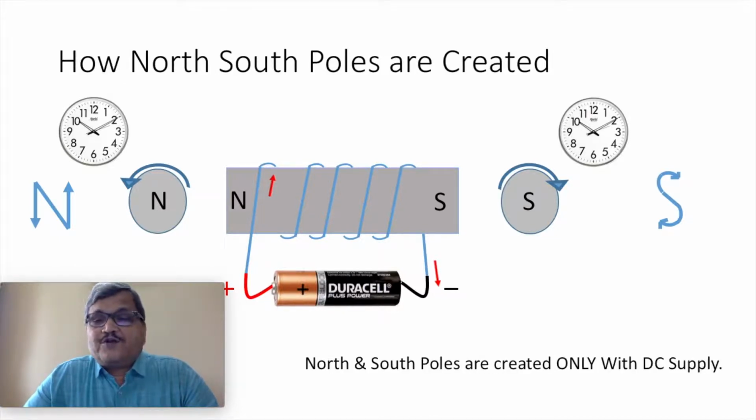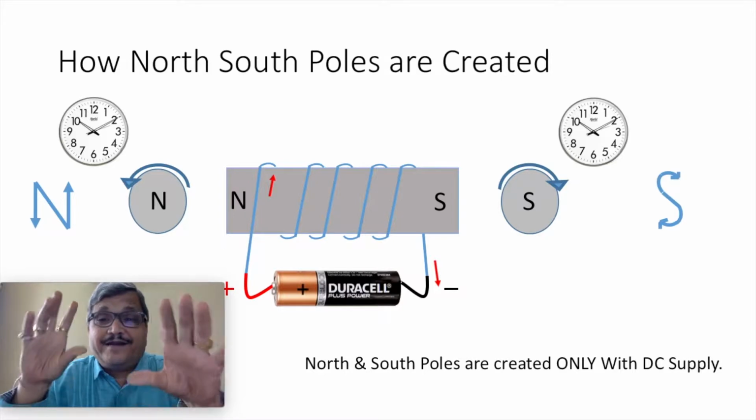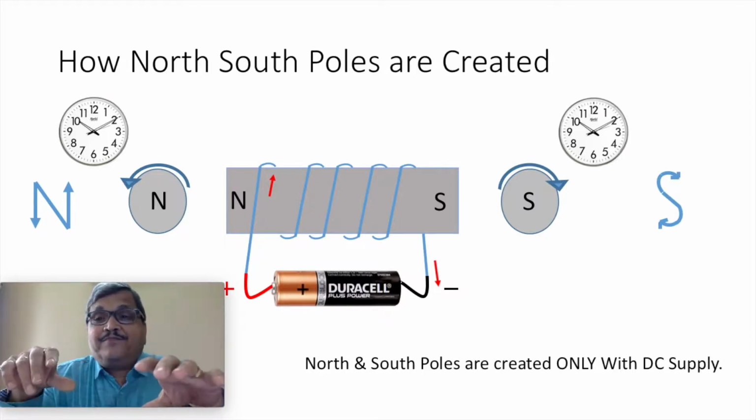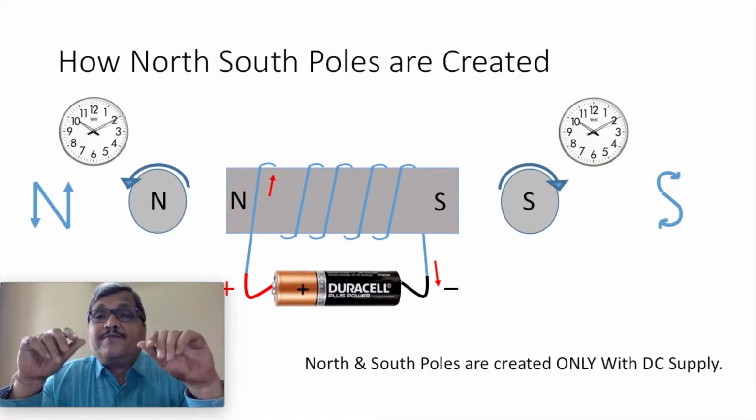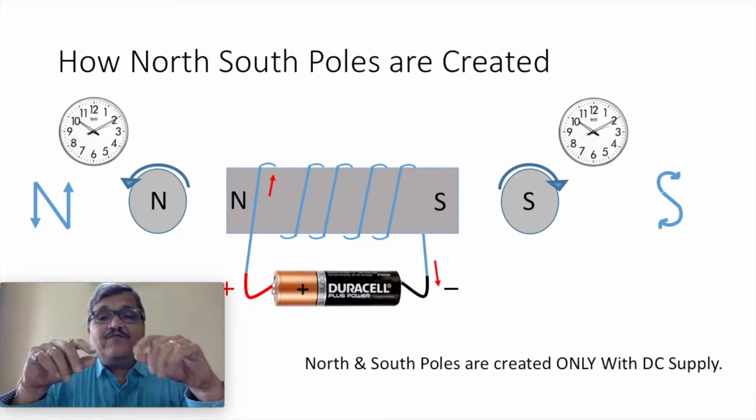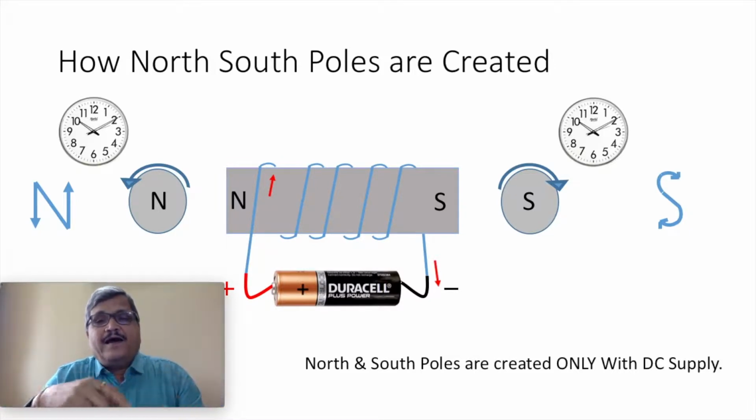You just write capital N and capital S and put the arrows. So North Pole and South Pole are created only with DC supply. That also must be remembered, because this is the experiment I created myself when I joined a company new in 1977. I thought that every clockwise rotation will give rise to North Pole. So I applied that wire, I wound that wire on the bar and then passed the current. So instead of creating North Pole, South Pole, the rod got heated up because the supply I was using was not DC, it was alternating current.